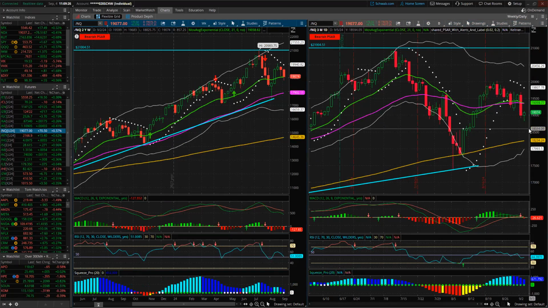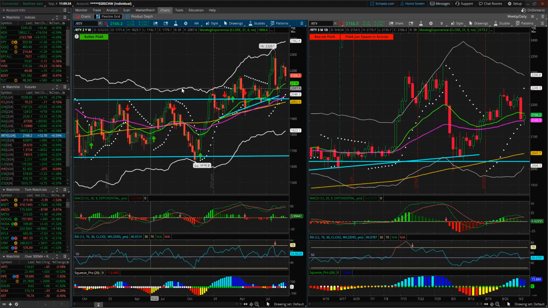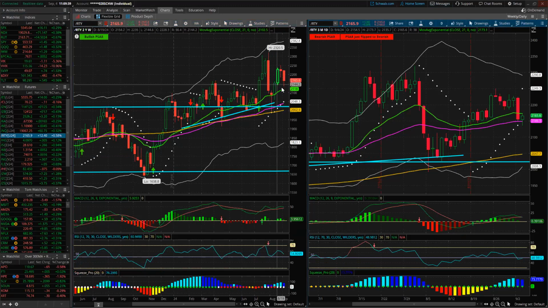I don't like the NASDAQ at all. I think there could be some rotation out of some of these stocks. Into what? Who knows? We'll see. RTY on the Russell here. Obviously, this thing is still well above its 21 and its 50 on the weekly. It's hanging on to the 50, trying to get back to the 21 here on the daily, but overall, lower high. See where we are.